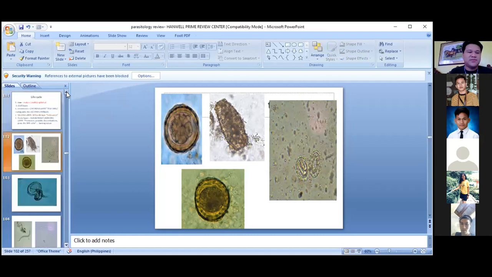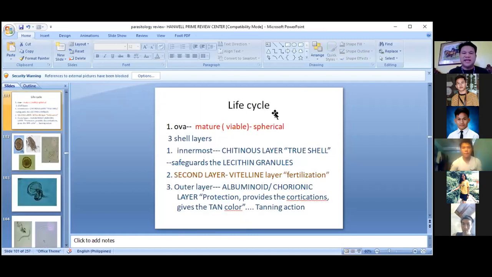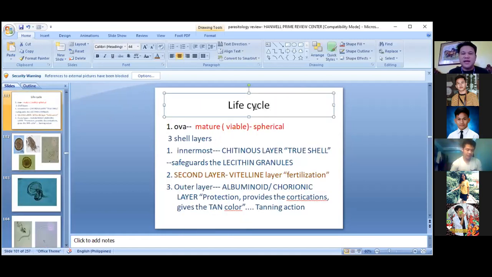Okay, this one is commonly asked in the exam. This one, I will have to write something. When you say decorticated ova, it has no third layer. Kalbong parasite. Naintindihan? Kalbong ova. It does not have the third layer. What is the third layer called? Albuminoid layer. When it does not have the albuminoid layer, then it is known to be decorticated.